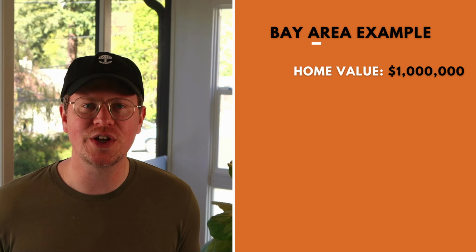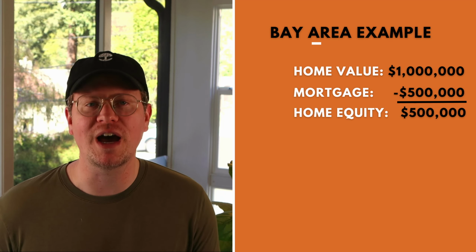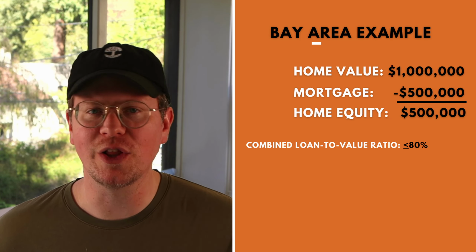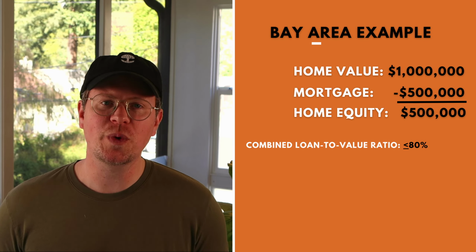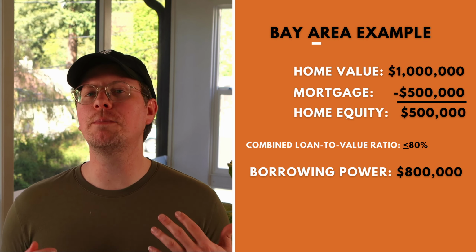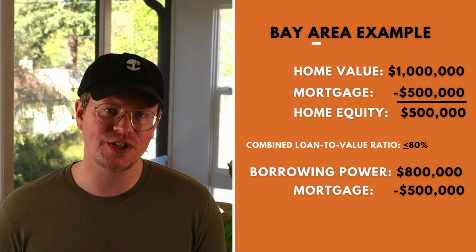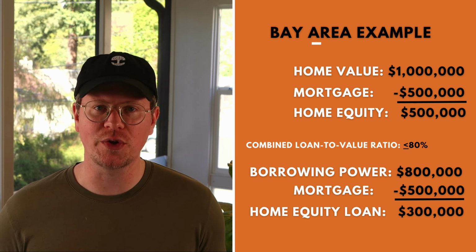So in this example, say our current home is worth $1 million and we owe $500,000 on our mortgage, then that means we have $500,000 in home equity. Most banks will allow you to borrow a combined loan-to-value ratio of up to 80% of your home's value. So in this case where our house is worth $1 million, we could borrow up to $800,000, but since we still owe $500,000 on our first mortgage, that means we can borrow up to $300,000 to build our ADU.